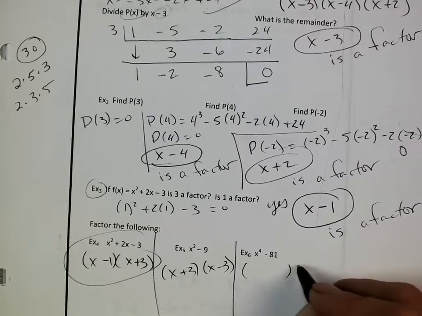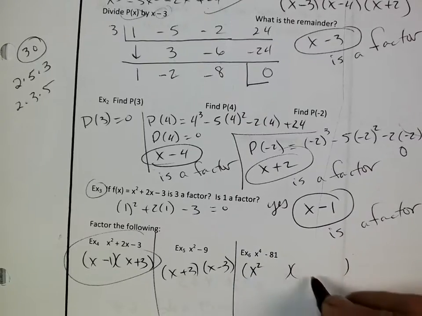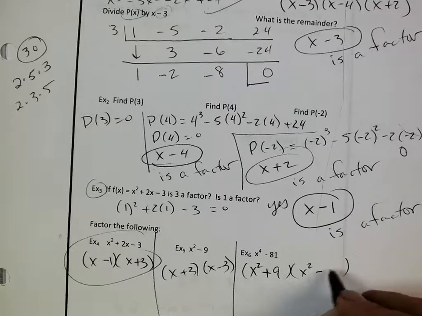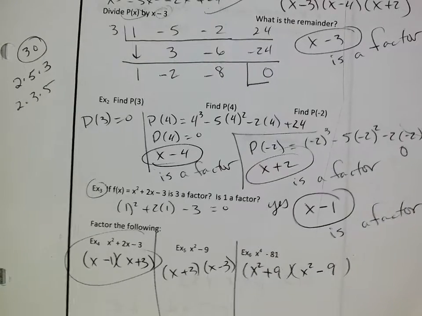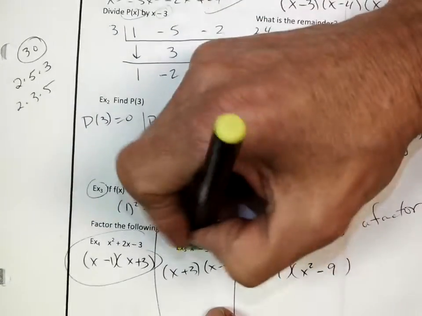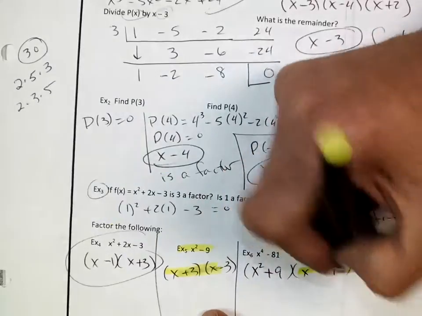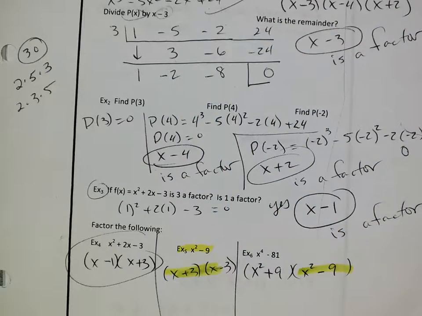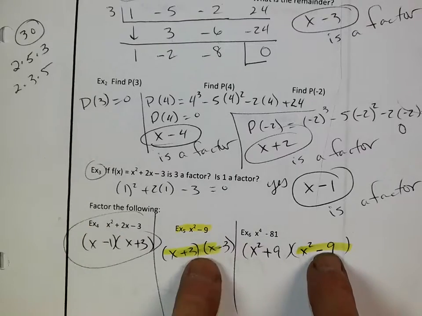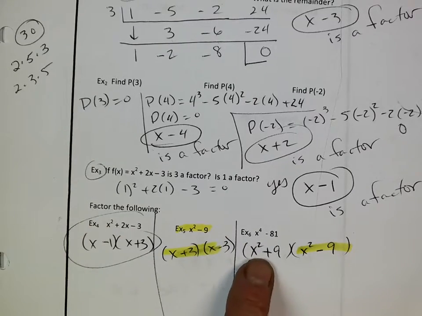x squared, yep, x squared. Yeah, you're ahead of me. Plus 9, minus 9, right? You guys agree with that? But if I just look right next door, there it is. I just factored that one, didn't I? So let's factor the x squared minus 9 again, because we know what it is. We just did it, right? You cannot factor the x squared plus 9.